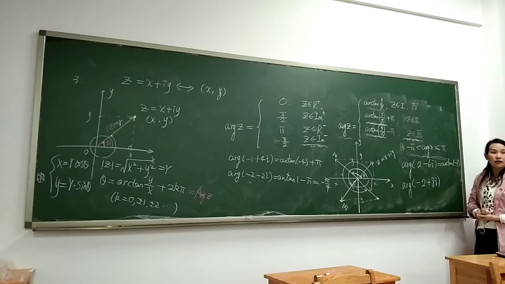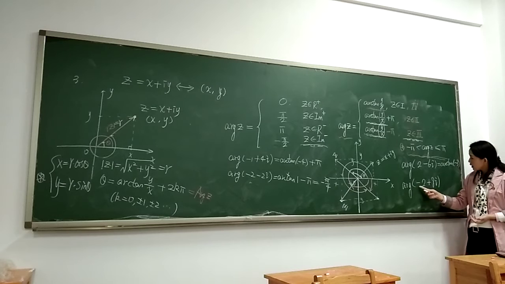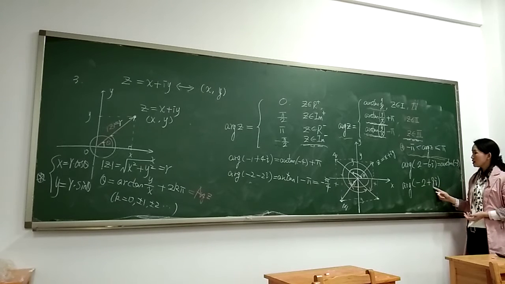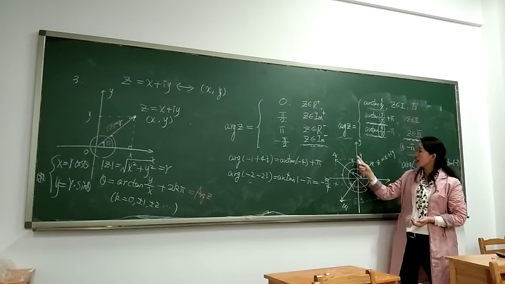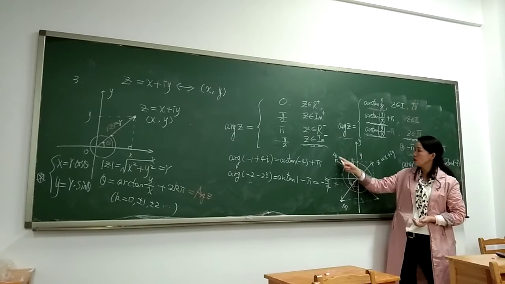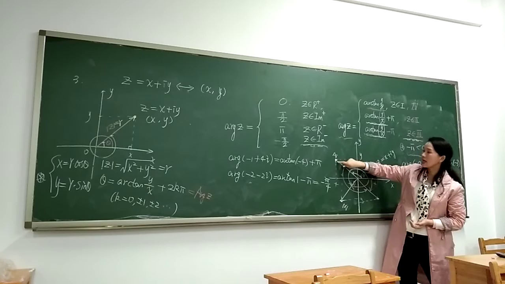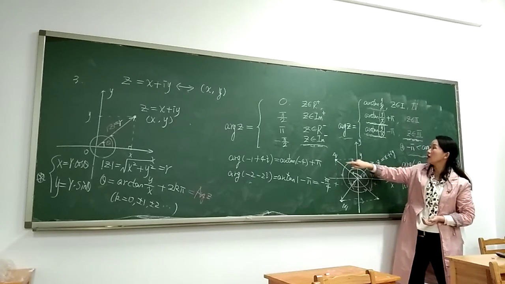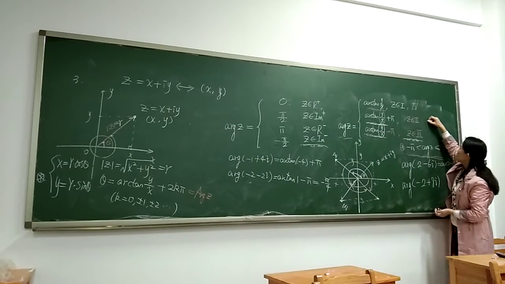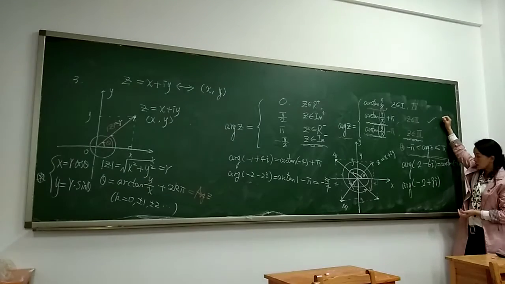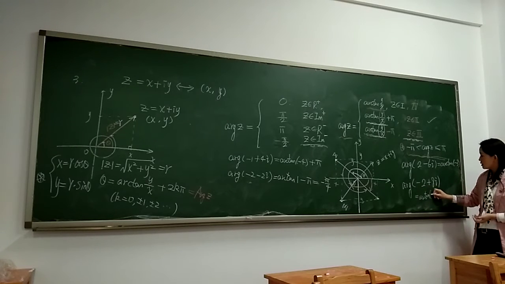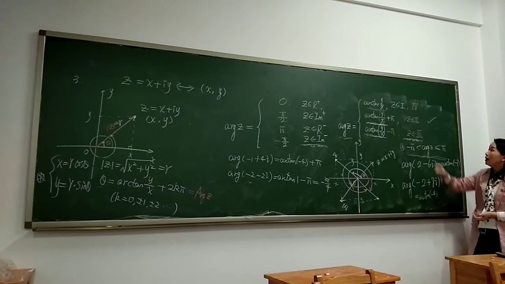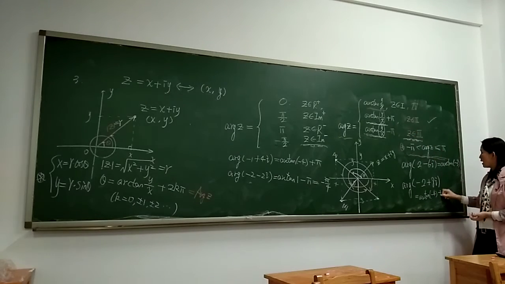But if x is minus 2, y is 8. X is minus 2, y is 8. So belongs to the second. If z is in the second, use this formula. So we call arctangent y above x -4 plus pi.